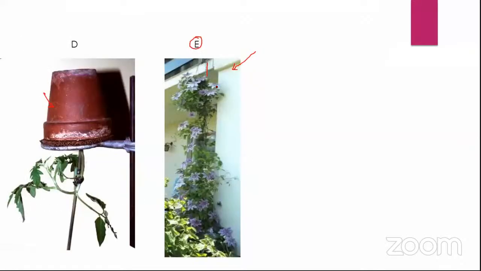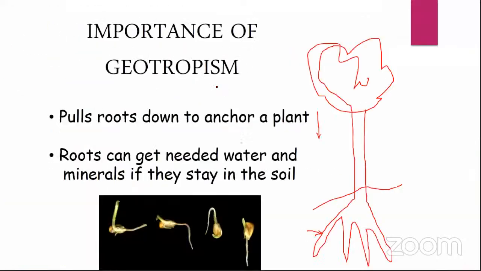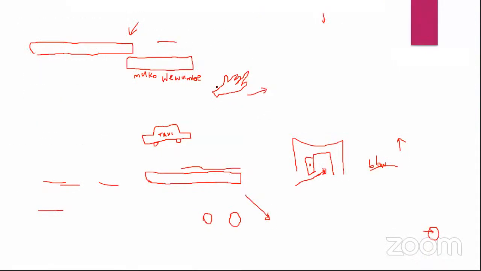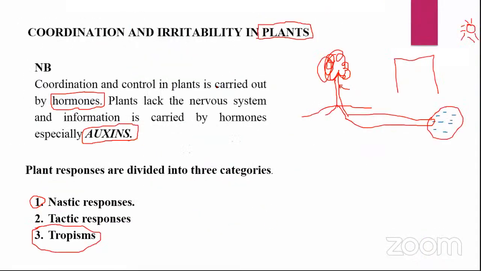Unless you have any question, do you have any question? In summary, today we have been introduced to coordination in plants, and under coordination in plants, there are different terms that we have looked at that exhibit plant responses. One was nastic responses, two tactic responses, three the tropic responses.